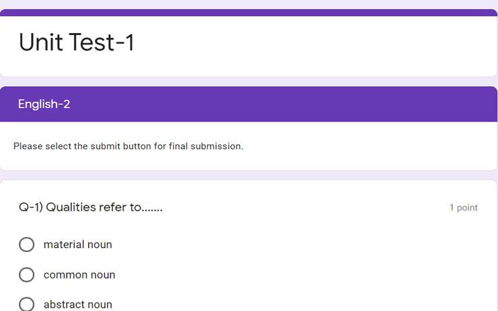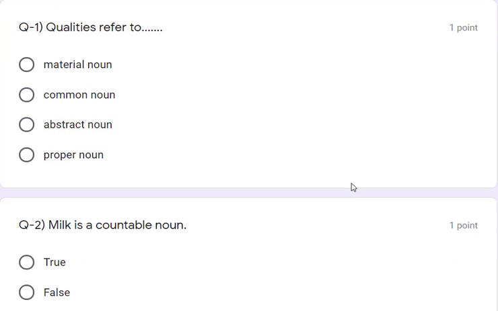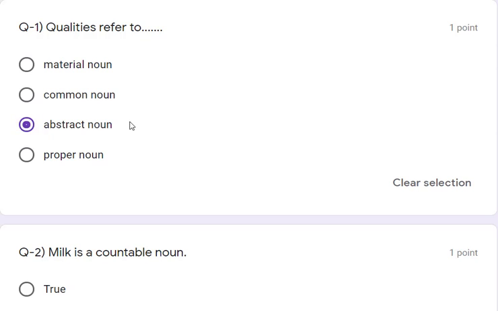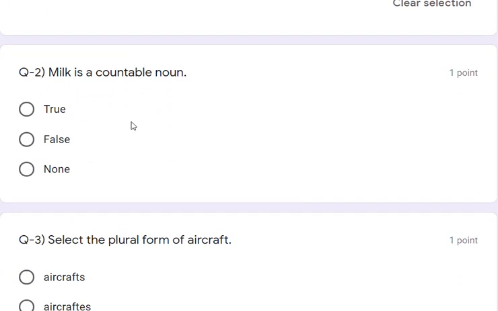Question 1 for English 2 unit test 1. Qualities refers to which noun? It refers to abstract noun. Correct? Abstract noun is the correct answer. First, I will finish all the answers, then we will see our score and we will revise.